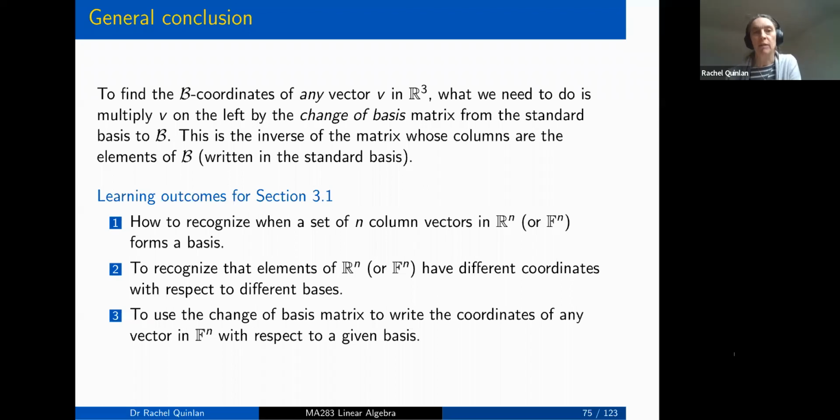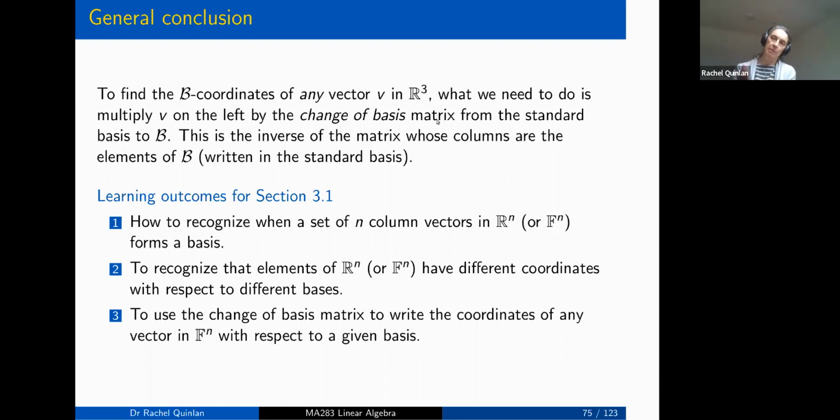So for any vector V, if you have it expressed in its standard form and you want to express it with respect to the basis B, all you need to do is multiply V on the left by that matrix, the change of basis matrix from the standard basis to B. This is the inverse of the matrix whose columns are the elements of B written with respect to their standard basis. So this concept of a change of basis matrix is something that's going to be important for us.